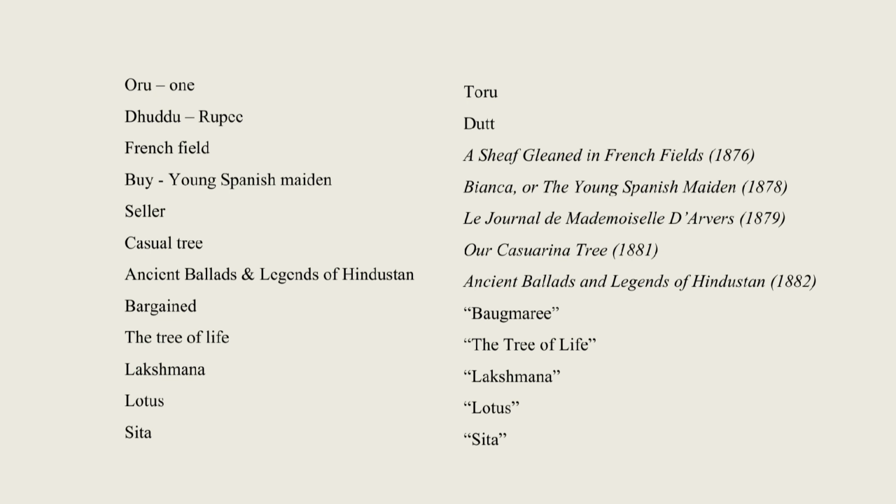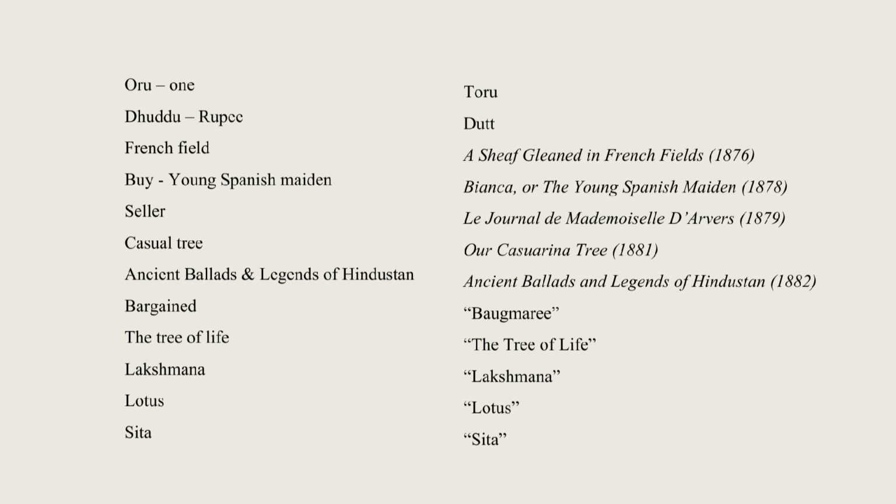Okay, she points out a casual tree and gives it a sacred image, right? The casual tree stands for A Casuarina Tree, written in 1881. She refers to ancient ballads and legends of Hindustan, right? The original title is Ancient Ballads and Legends of Hindustan, written in 1882. The same as the clue words mentioned in the story.